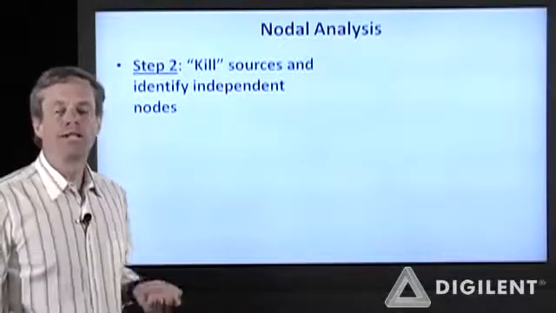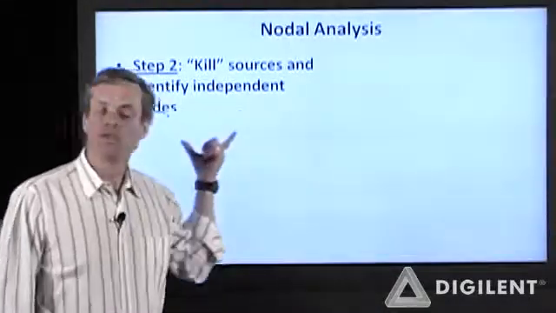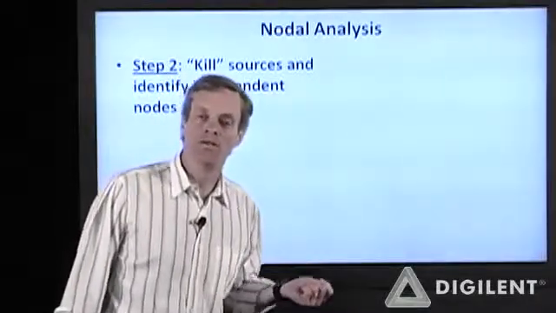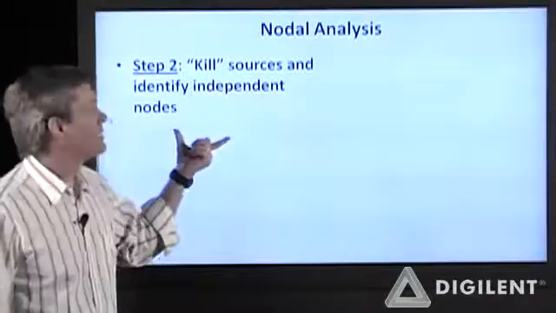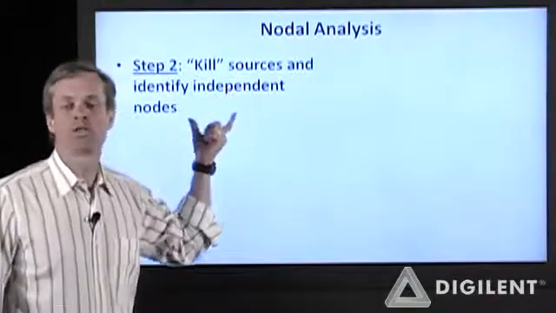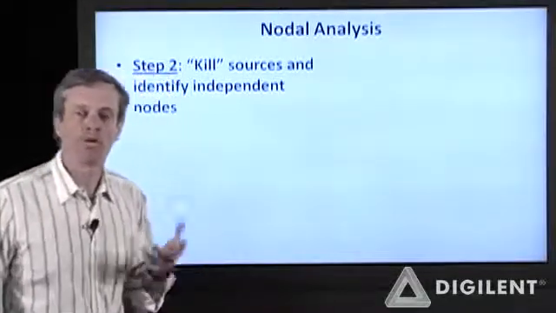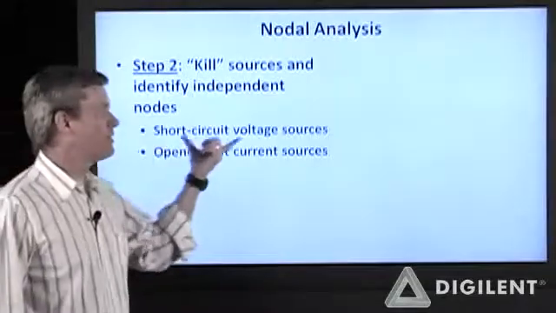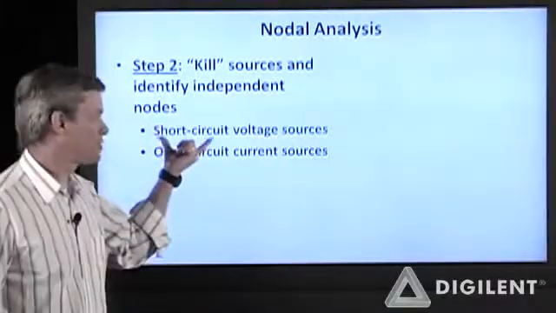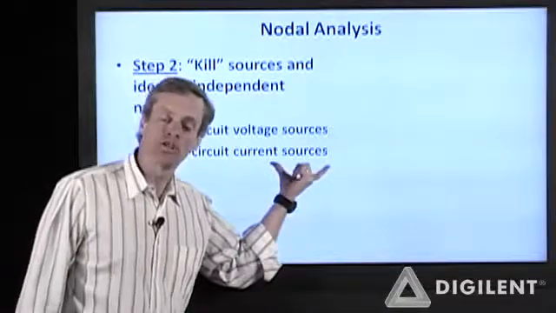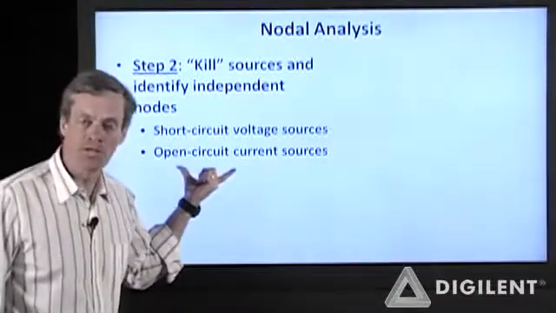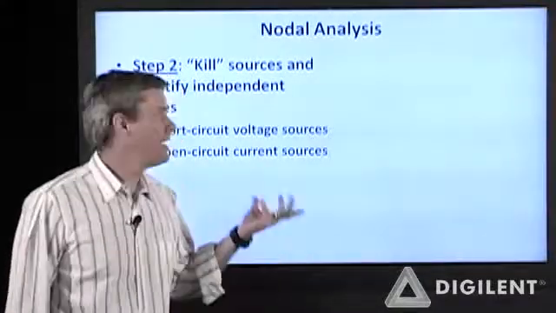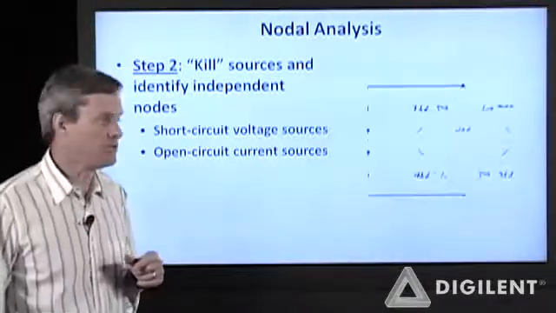Step two, we're going to identify our independent nodes. Those are the nodes at which our node voltages are defined. In order to do that, we're going to do what is called killing our sources. Kind of a bloodthirsty term for just removing the effects of the sources. We replace voltage sources with a short circuit, and current sources with an open circuit. After that's done, any remaining nodes will be identified as independent nodes.